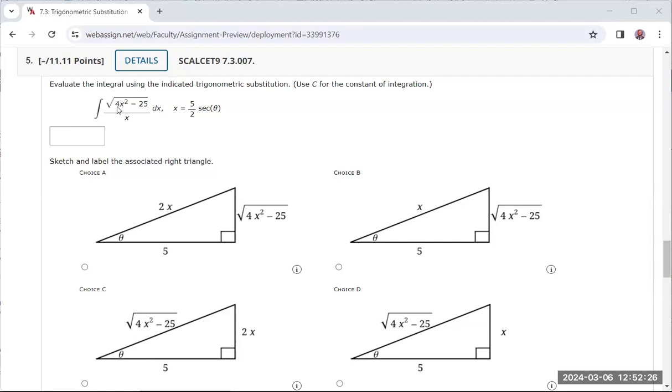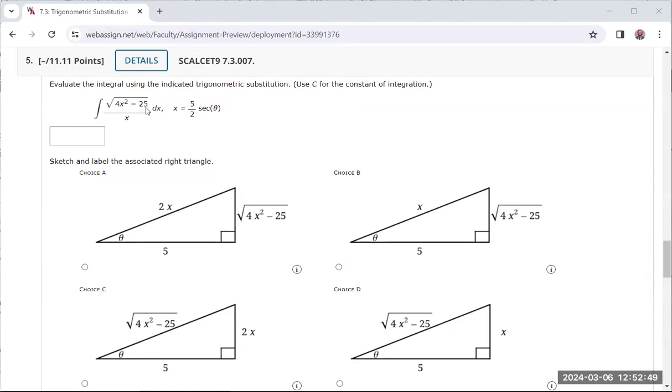If you factor out a square root of 4 from this, you'd have x squared minus 25 over 4. 25 over 4 has a square root of 5 over 2, and that's why we would use 5 over 2 secant in this case. Why secant? Because when you have variable squared minus a number, that takes the form of the secant squared minus 1 trig identity, right? Because secant squared minus 1 is just tangent squared.